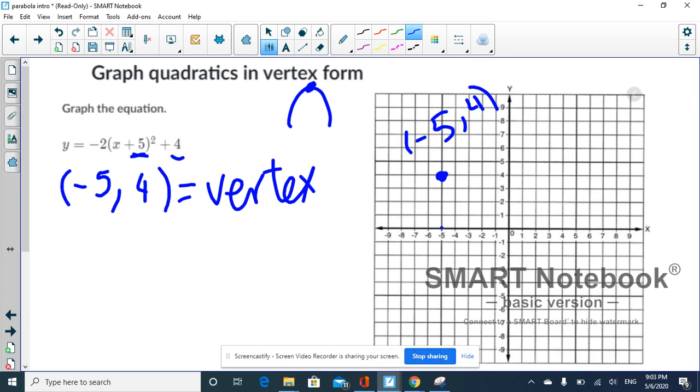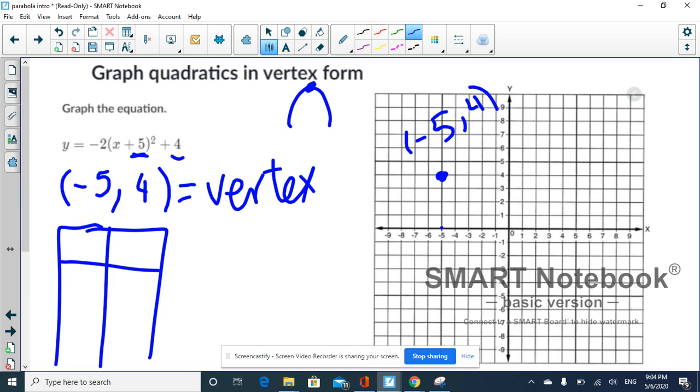All the other points will be below this one. How can we find them? We need at least 2 points, one to the left and one to the right of this one, to complete the graph. So let's start to make a table for x and y. We have this point, -5 and 4. This is x and y. We have the vertex.